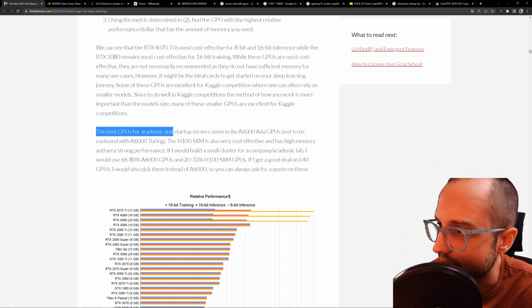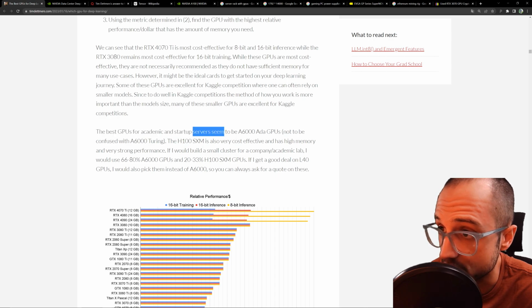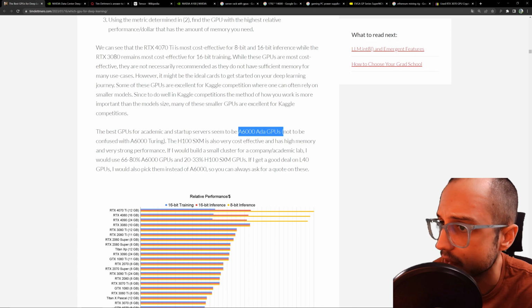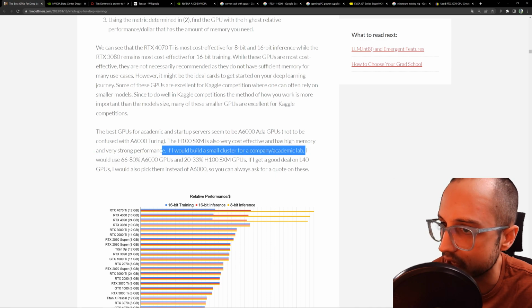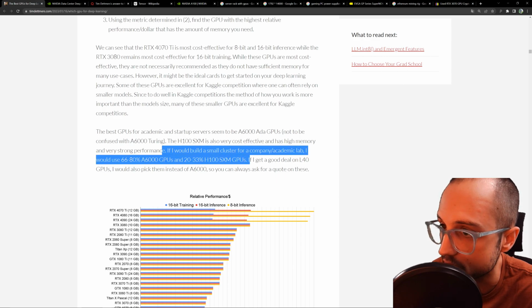Best GPUs for academic and startup servers, so this is now server GPUs, is A6000 Ada GPUs. The H100 SXM is also very cost effective. If I would build a small cluster for a company or academic lab, I would use 60% A6000 GPUs and 20% H100 GPUs.